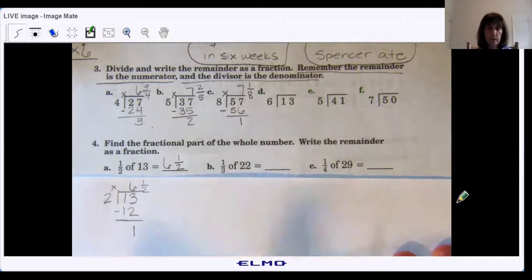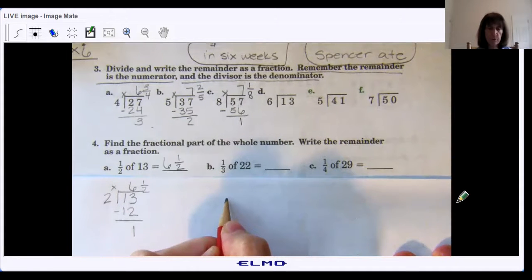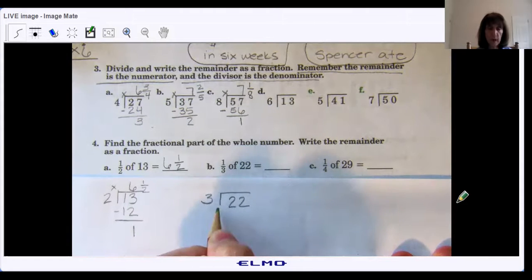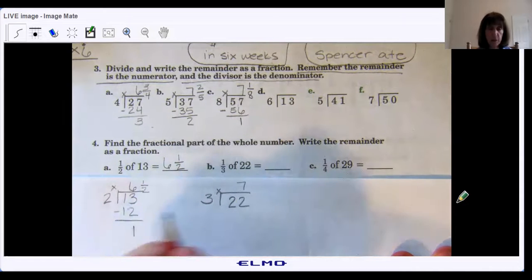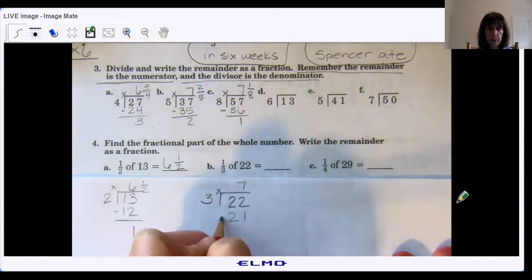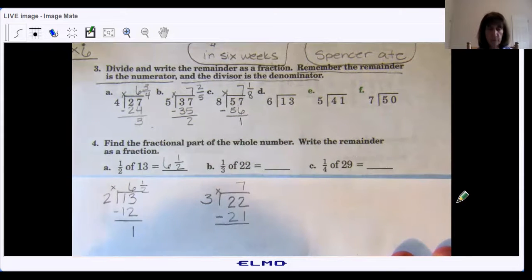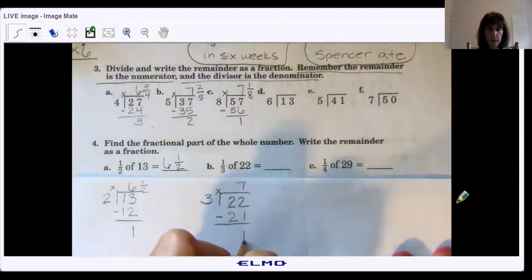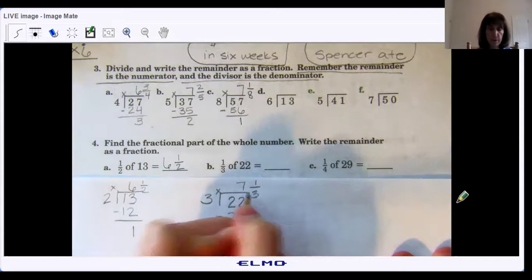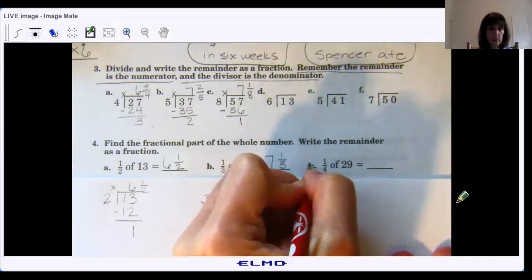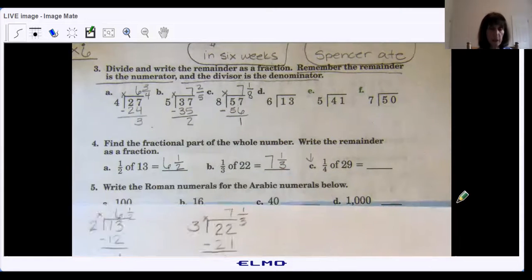All right, next one. 1/3 of 22. So you're going to divide 22 by 3. All right, how many 3s are in 22? About 7. 7 times 3 is 21. 22 minus 21 is 1. Your remainder is 1, so that's your numerator, and your divisor is 3, so your answer is 7 1/3. Okay, you're going to do the last one on your own. You can do this. All right.